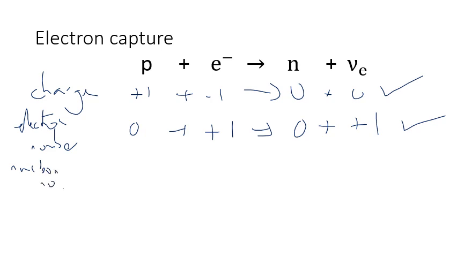Nucleon number. Proton is a real nucleon. The electron is not. The neutron is a real nucleon, and the neutrino is not. Yes, that one works as well. So there you go. All of our numbers work for electron capture just the same way that they work for beta plus. It's just that electron capture is a lower energy route. Providing there is an electron available to be snagged by the nucleus, then this is the lower energy route.